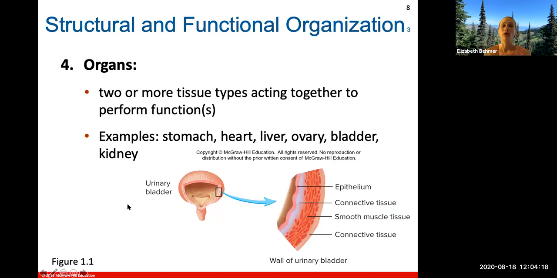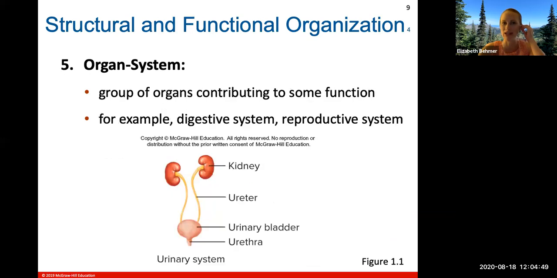Then organs. Organs are 2 or more tissue types acting together to perform specific functions. You guys know many of your organs: the stomach, heart, liver, ovary, bladder, kidney. When we look at tissues, we'll usually classify them based on what organ they work together to create. So if you look at the wall of the urinary bladder, you'll see different types of tissues that make up the organ itself. So organs are kind of our next highest level of structure and organization.